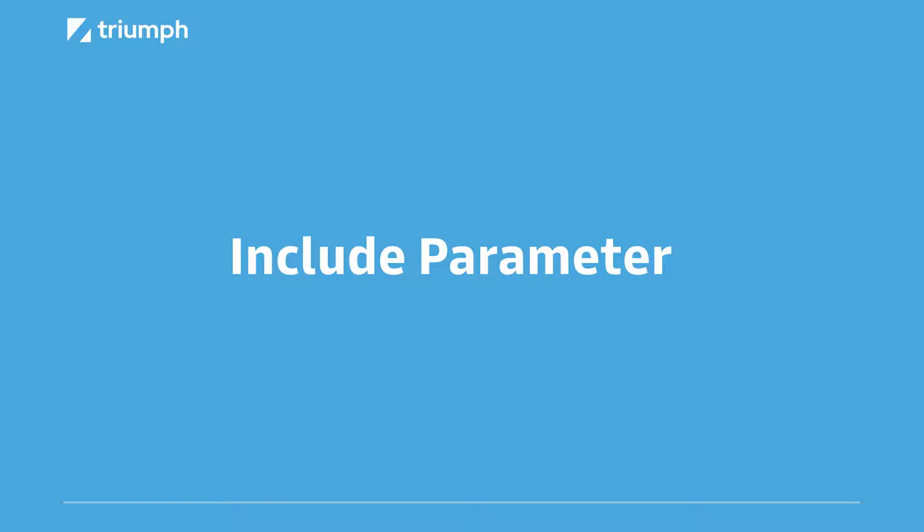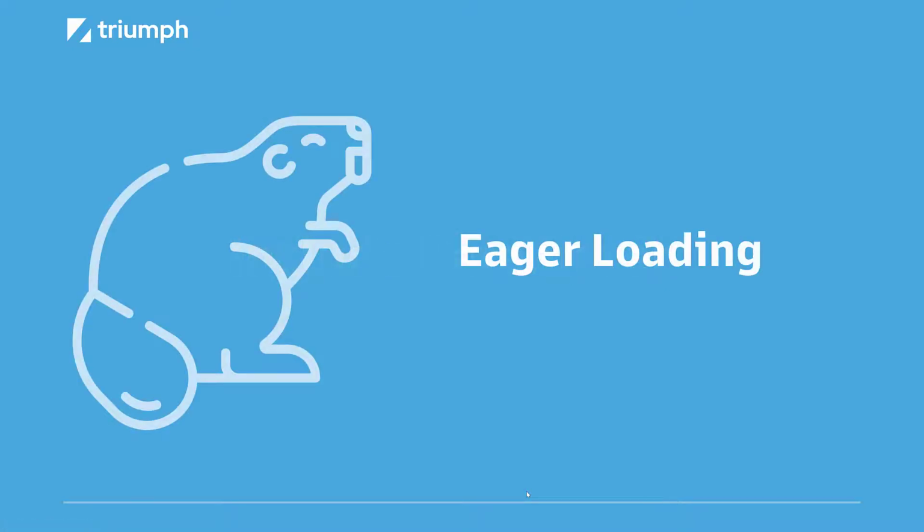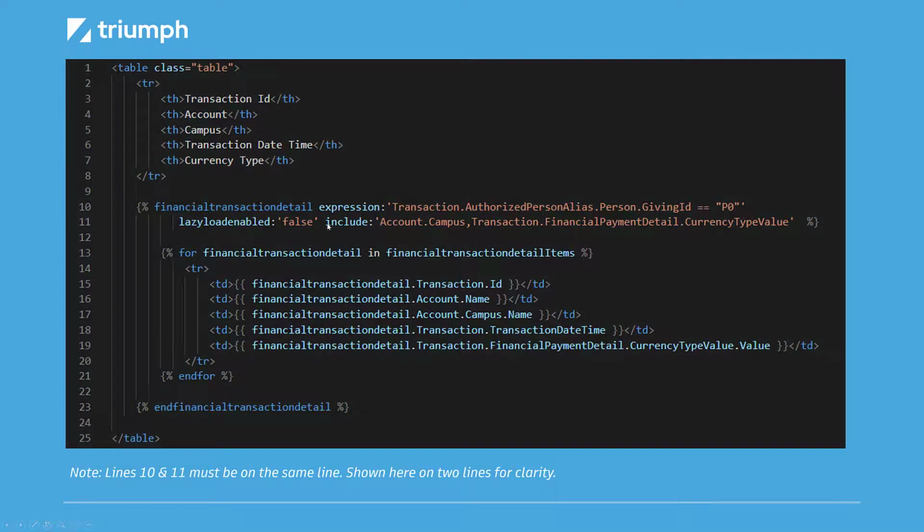Okay, so the opposite of lazy loading is called eager loading. Eager loading says, hey, I'm not going to be lazy. I'm going to tell you, server, all the data that I need, and while you're over there at the database, just get it all and bring it back to me, okay? So in this case, I'm going to use the include parameter, and I'm going to say, hey, while you're at the database server, get account.campus, transaction.financial payment, detail.currency type value.